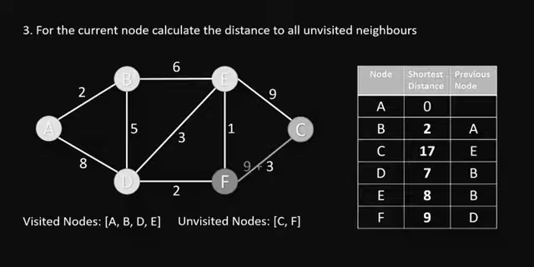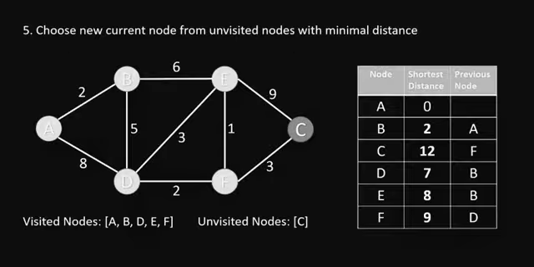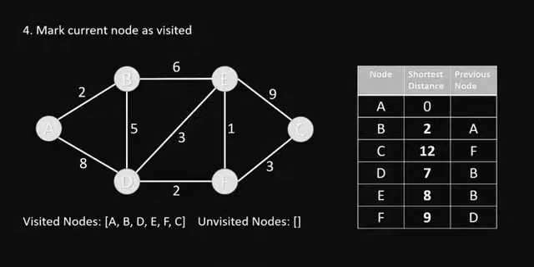Now we see that we have a distance of 12 from A to C if we go over the node F. So we can update the shortest distance to C, setting the previous node as F, and mark F as visited. That leaves us with node C, and since C has no unvisited neighbors, we can mark C as finished. Now we are done with the algorithm. In our table, we have the information about this graph.